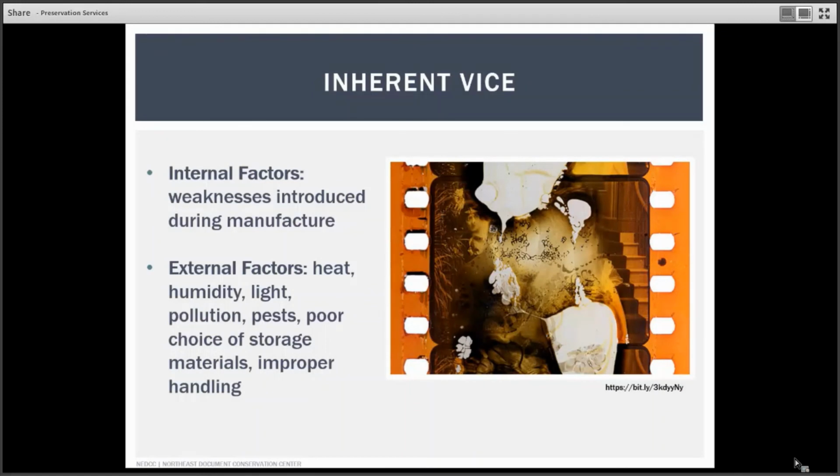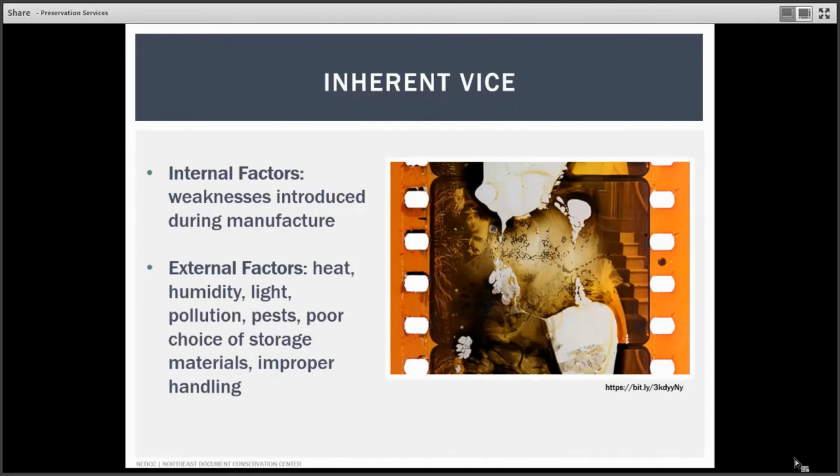While certain materials may have a tendency to self-destruct, the deterioration of our collections isn't only about the weaknesses produced during the manufacturing process. It's really an interplay between these internal and external factors. We can do a lot to improve the preservation of our collections by considering how an inherent vice may interact with the chemical, biological, mechanical, and incidental factors that we've discussed today.